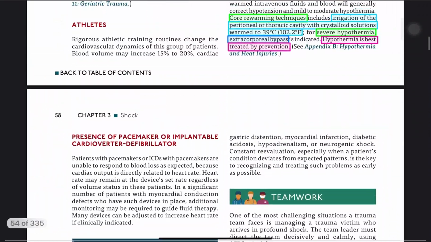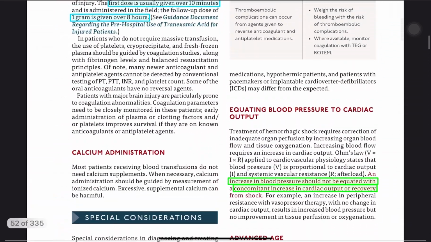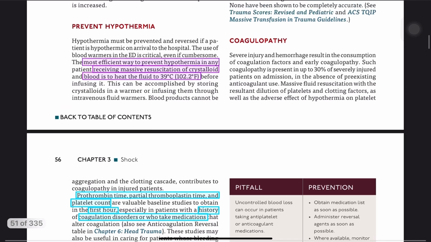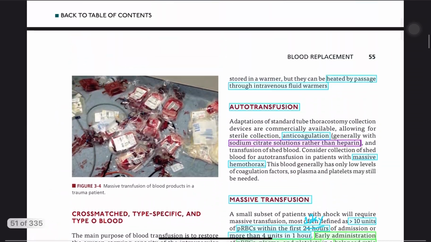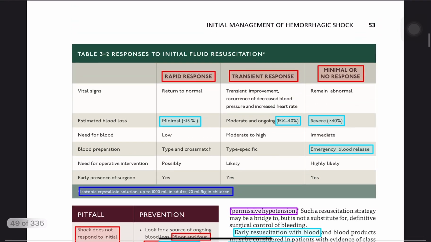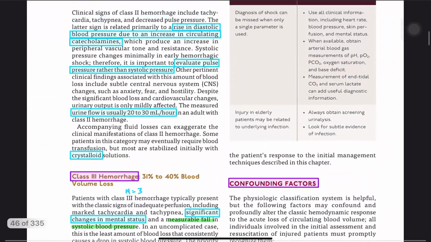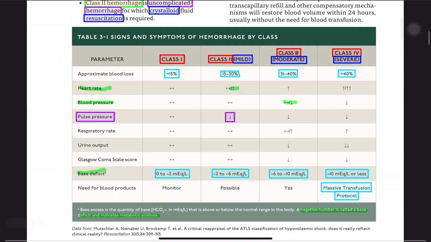So this was for chapter number 3. The most important topic in chapter number 3 is types of shock and their clinical features. It has been asked multiple times in examinations. This table is the most important.